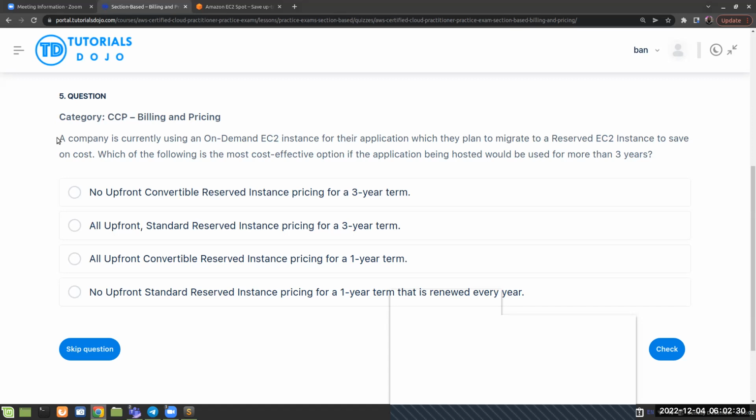Currently using an on-demand instance, and then the plan to migrate to a reserved EC2 instance and to save on cost. Most cost-effective option is the Mhm. application more than Mhm.